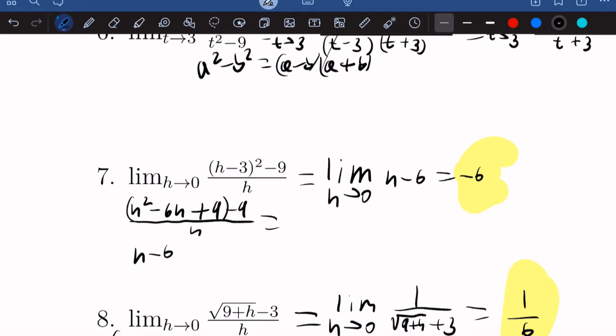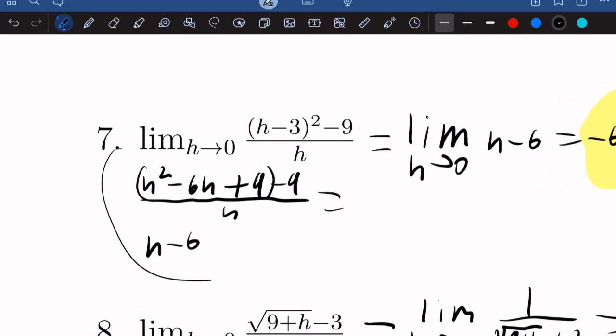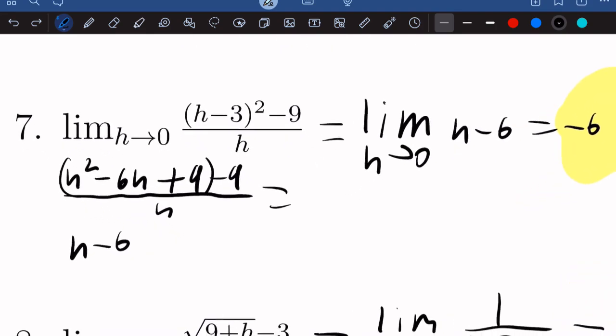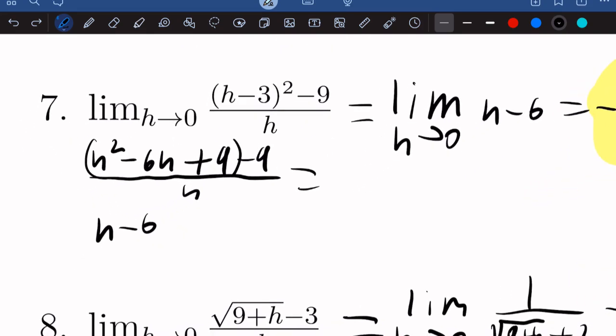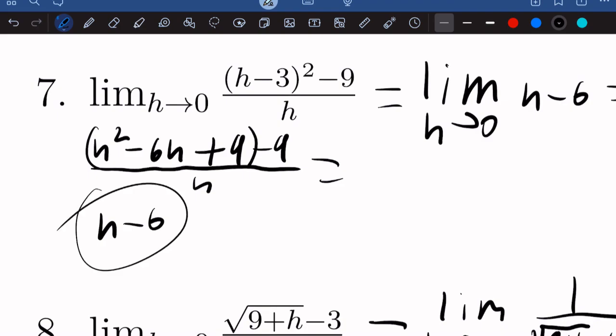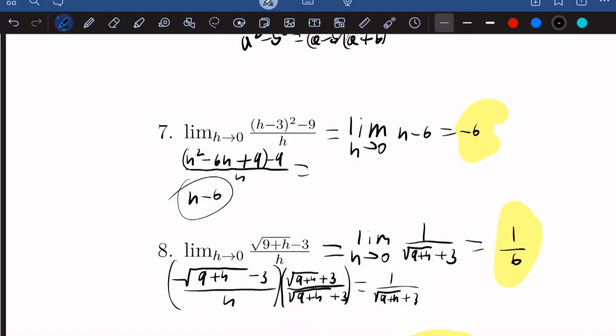As you get to more algebraic questions where you have to do a lot more algebra, I usually just do my work under the problem, so then I just write one limit because I'm a lazy person. So in this problem, you FOIL everything out, and you get h squared minus 6h plus 9 minus 9 divided by h, and that becomes h minus 6. And then you take your limit, and you get negative 6.